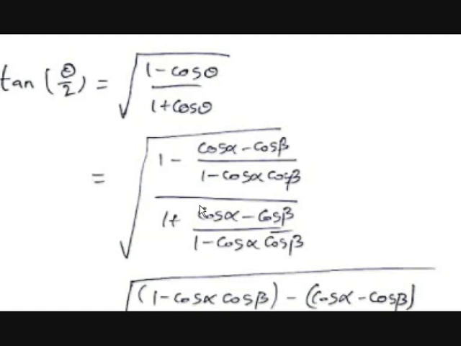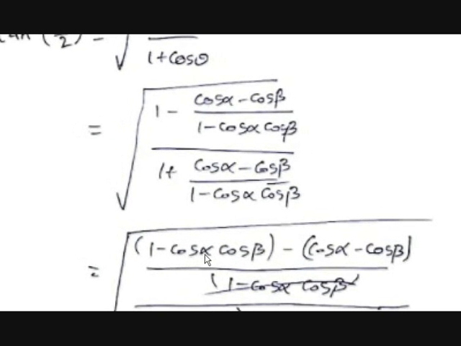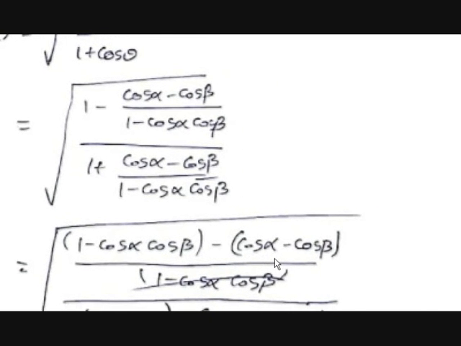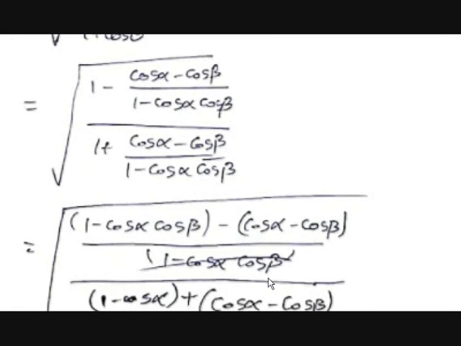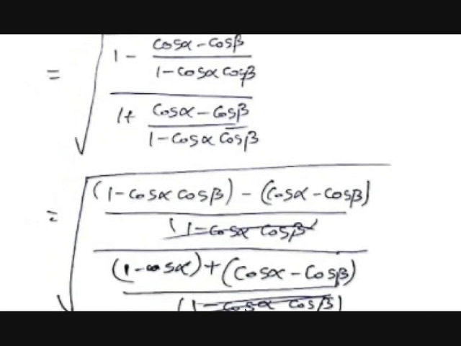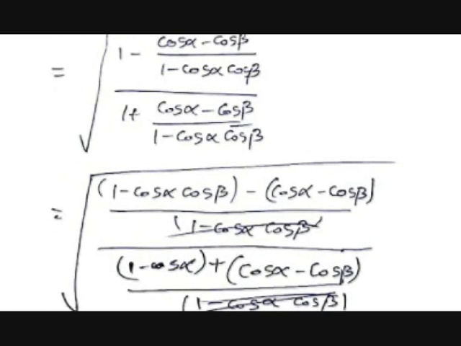Now do cross multiplication or take the LCM. Then it becomes (1 minus cos alpha cos beta) minus (cos alpha minus cos beta) by (1 minus cos alpha cos beta), and you'll get (1 minus cos alpha cos beta) plus (cos alpha minus cos beta) by (1 minus cos alpha cos beta). 1 minus cos alpha cos beta is in the denominators, right? So we can cancel that.